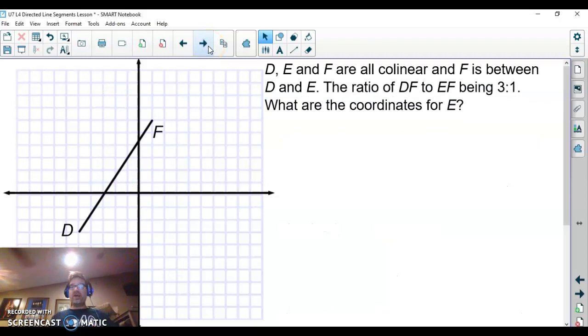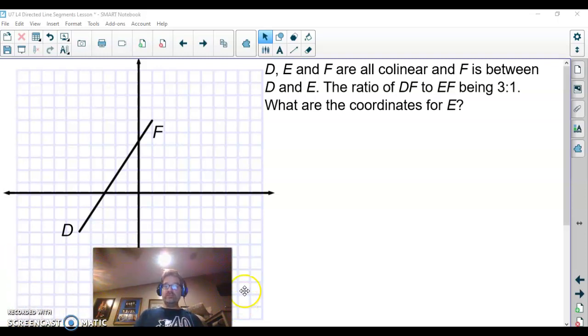D, E, and F are collinear. If you notice, we already have D and F. So E is either going to be up here or down where my picture is. Let me see if I can put it right here.